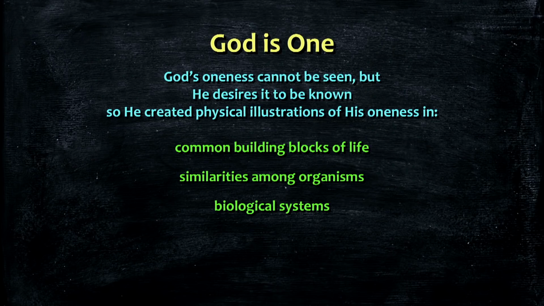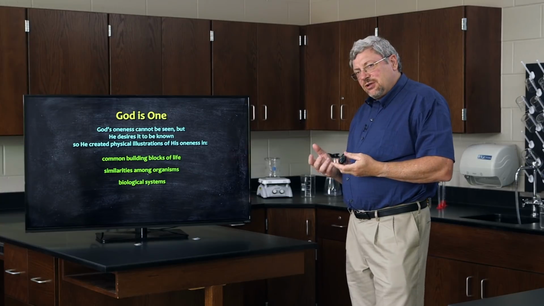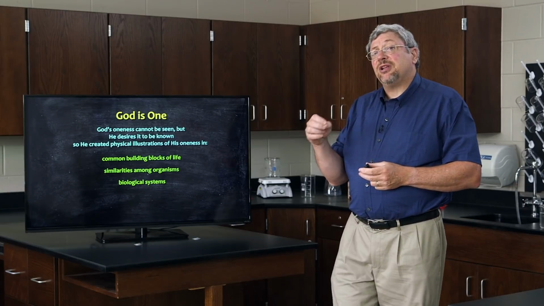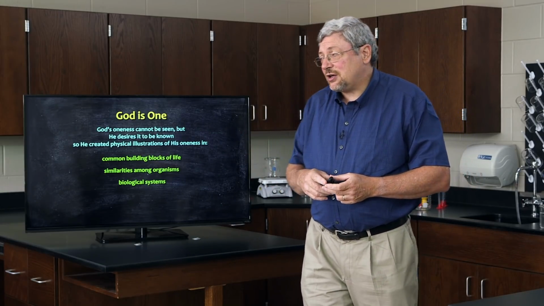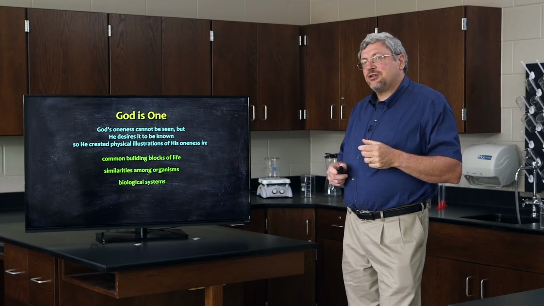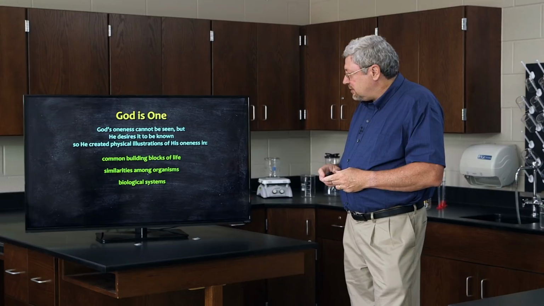But His oneness, like everything else about God, is something that cannot be seen, yet He wants us to see it. So God has created physical illustrations of His oneness to emphasize or to teach us about His oneness in nature. They include, I believe, at least three things in the biological world. The common building blocks of life, it's going to be the first thing we talk about here. And then also the similarities among organisms and biological systems. We'll talk about them in succession.